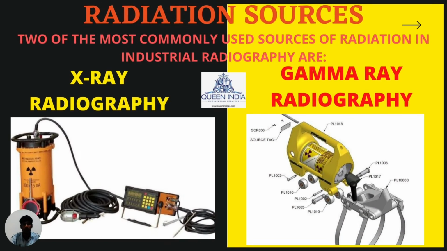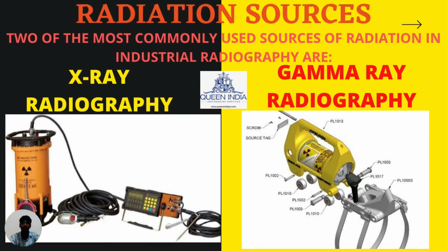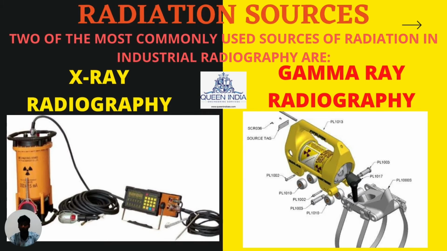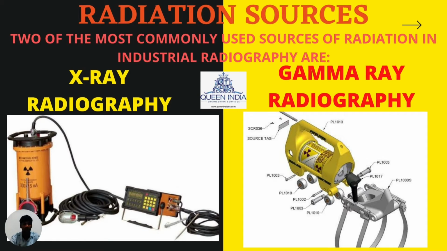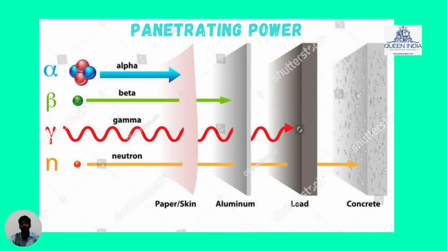Next, we have to move on. The two most commonly used radiations in the industry of radiographic testing are X-ray and gamma ray. We'll move to the penetrating power of the radiation.